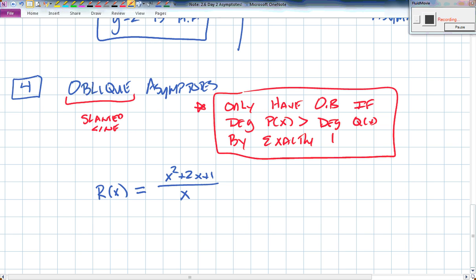Where would the vertical asymptote be? X equals 0. Very good. Nice job, Rachel. Is this a proper rational function? No. Why not?